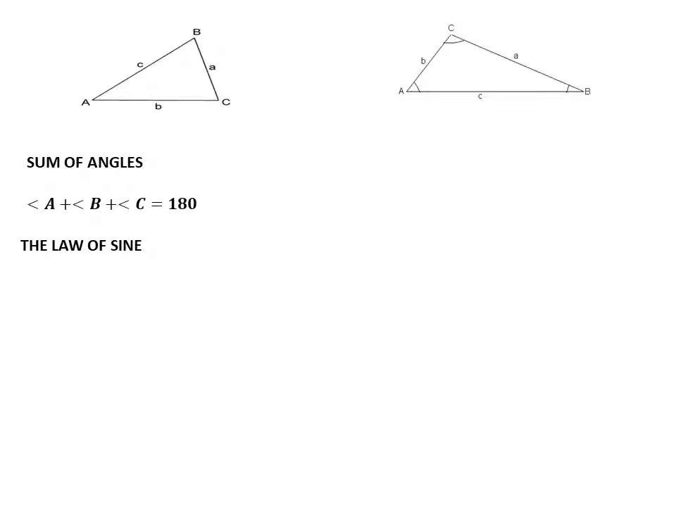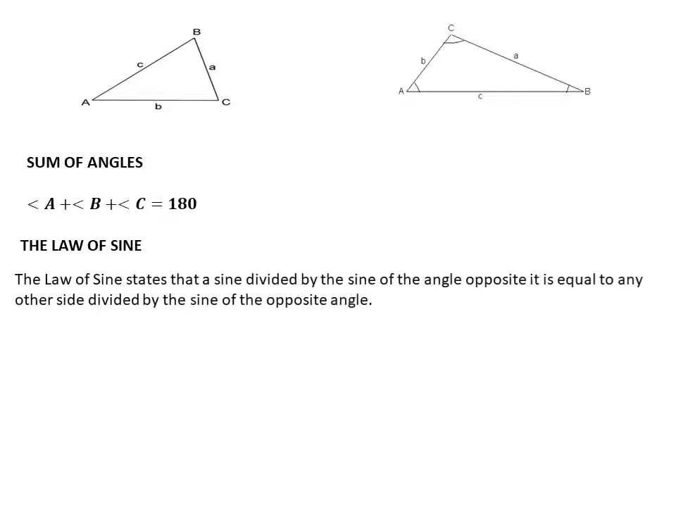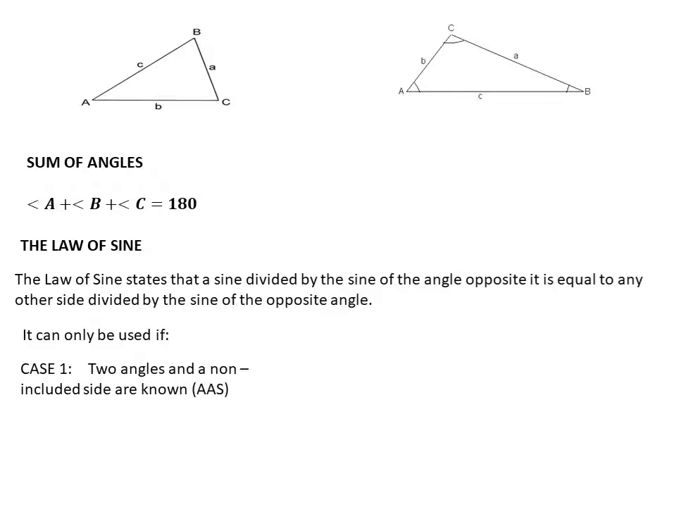And when dealing with the oblique triangles, we also have the law of sine. We have to follow this law of sine, wherein the law of sine states that a side divided by the sine of the angle opposite it is equal to any other side divided by the sine of the opposite angle. And it can only be used if, for example, under case 1, given 2 angles and a non-included side are known, meaning angle, angle, side.